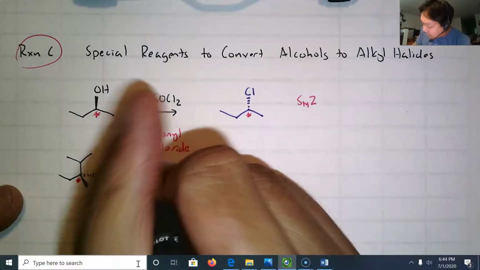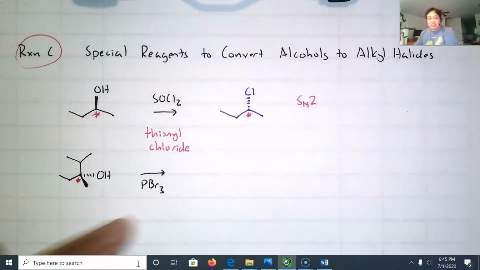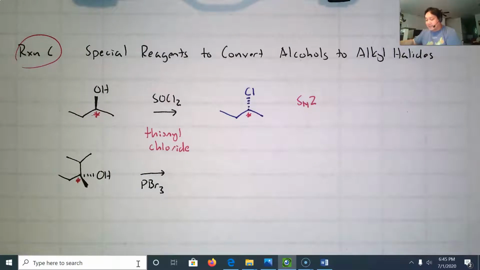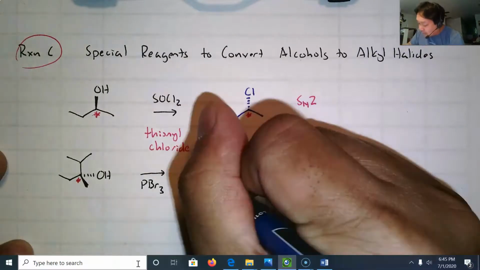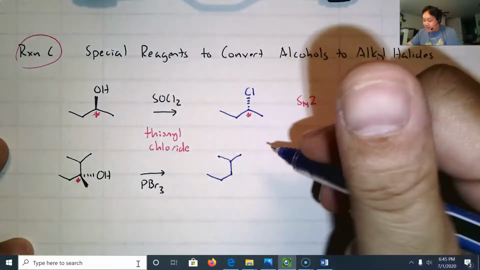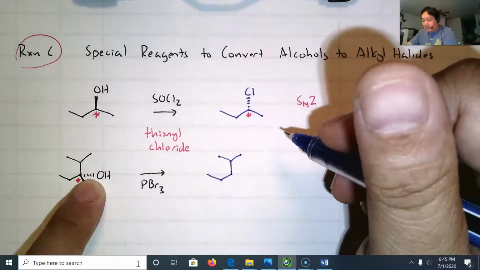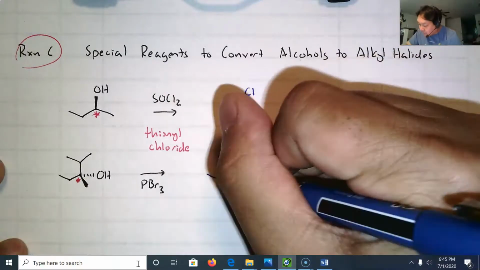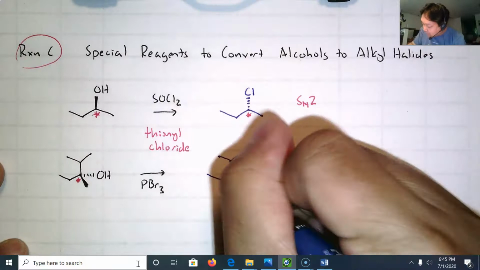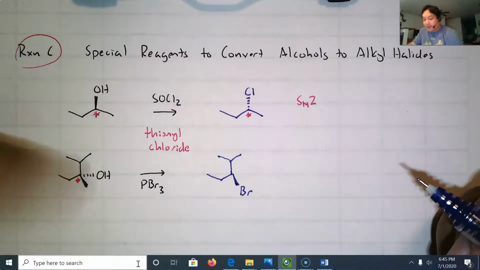When we use PBr3, phosphorus tribromide, it still proceeds with inversion. And the easiest way to draw that is you keep your lines to lines, and then the Br comes from the front, because that's the backside of the dash. If the Br is coming from the front, it's pushing the methyl group to the back.